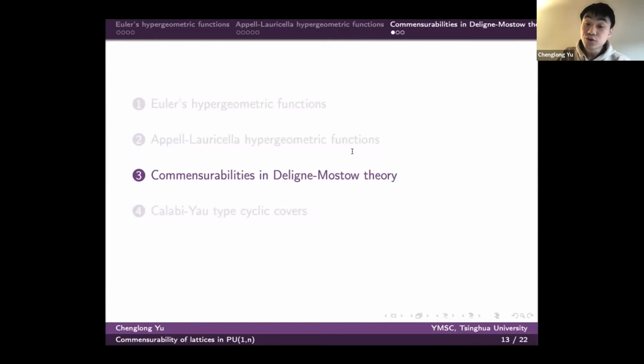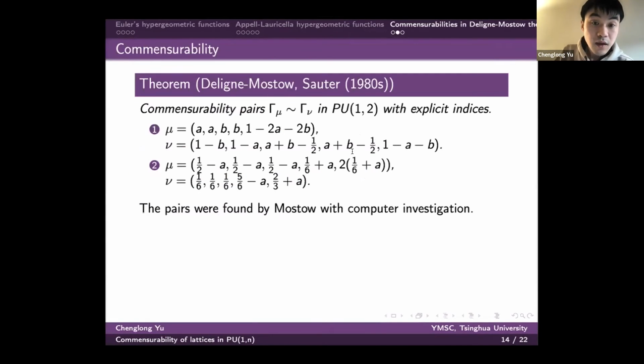Next, I will introduce the main topic today. It's about commensurabilities for those groups. I will call this theory Deligne-Mostow theory. There are some positive commensurability results given by Deligne-Mostow and Sauter in the 1970s. They found some commensurability pairs for those groups with different tuples mu and nu in PU(1,2). They also proved some explicit indices for those commensurability pairs. In other words, they can prove what the common subgroup inside those two groups is, and what the finite indices are in those two groups.